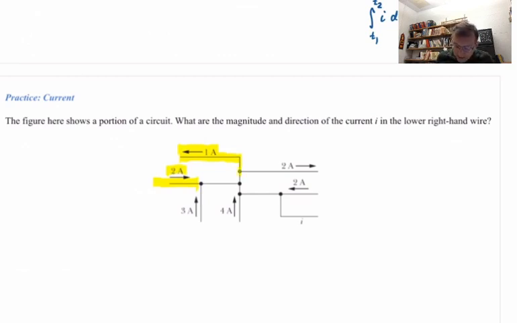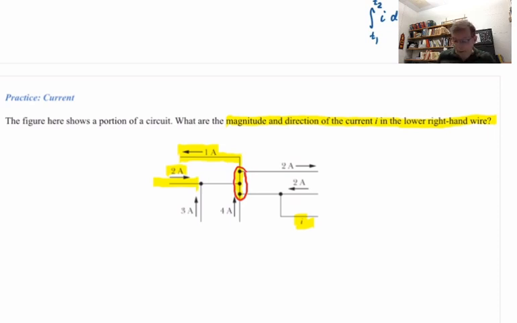I'm going to focus mainly on this region right in here, where these 3 wires come together, this central section right here. Now I'm going to look at the question that we have. It says, what's the magnitude and direction of the current I in the lower right-hand wire? Right there. That's the one wire segment that they don't tell me the current or give me an arrow. We're supposed to figure out what that current is.